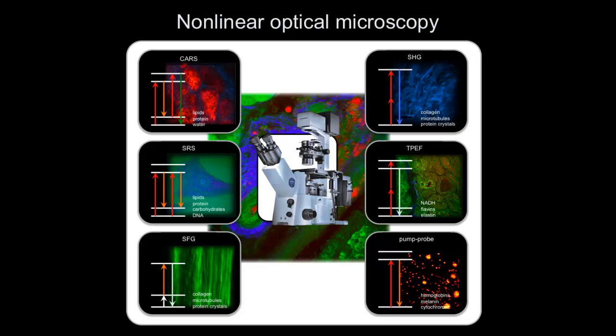All these techniques, the similarity between all these techniques is really that they all depend non-linearly on the incoming excitation light. Okay, you see all these arrows here. All these arrows indicate field interactions between the material and the light. And you see it's non-linear. It depends on multiple arrows. Okay, so we'll just talk about 3 of them. Talk about second harmonic generation, two-photon excitation, and these 2 guys, coherent Raman techniques.